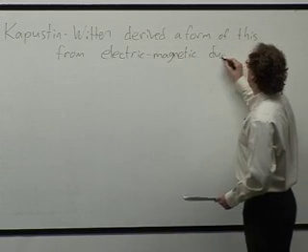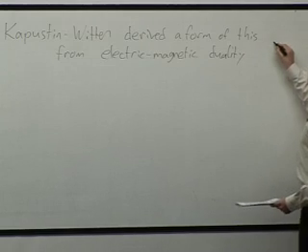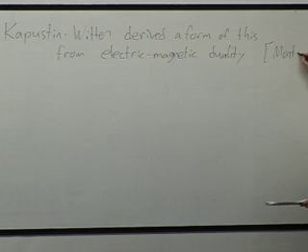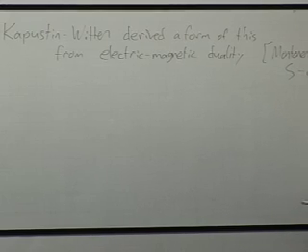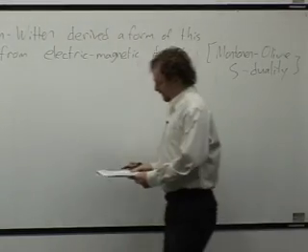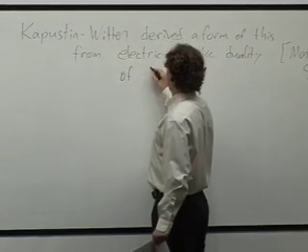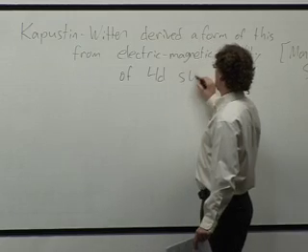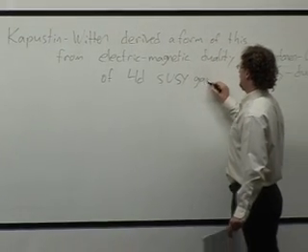Electric-magnetic duality, also known as the Montonen-Olive duality, Montonen-Olive S duality, which is a duality of four-dimensional supersymmetric gauge theories.